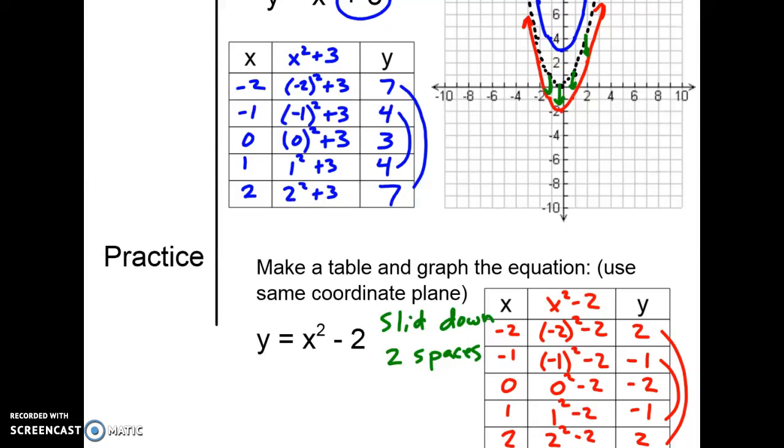So if you're to think of that, we always start at y equals x squared, and then we slide it up or we slide it down. The blue graph, we slid up 3 because we have x squared plus 3, and the red graph, we slid down 2 spaces because we have x squared minus 2. So that would be 2 examples of translating the graph up and down the y-axis.